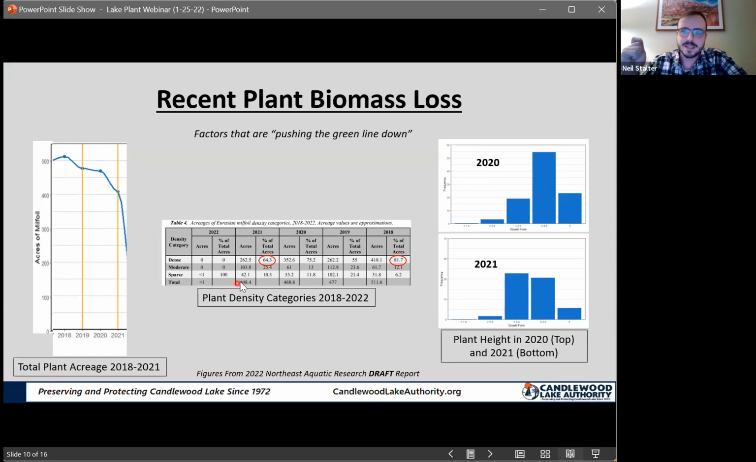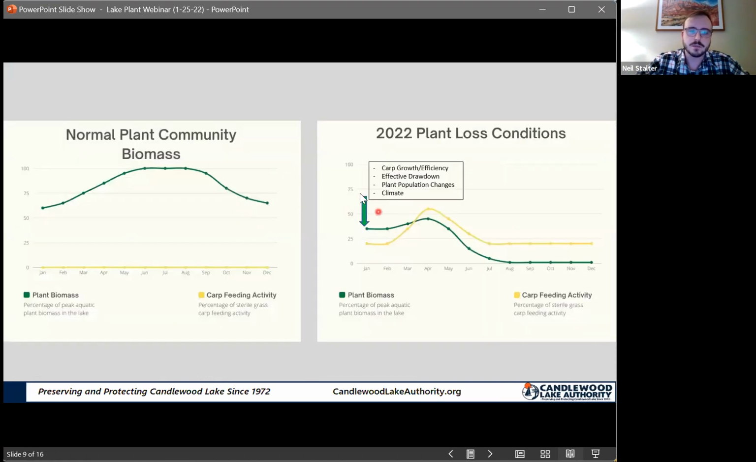But you're also talking about the density of those plants. As those beds are more dense, you have more plants in a given acre of milfoil than you otherwise would. And then we're talking about plant height as well. Taller plants have more biomass than a shorter plant, but it's still the same number of acres of plant material, right? So as these three factors decrease, that green arrow on the past slide, this arrow that's pushing down on this biomass, is getting stronger. So this line is getting pushed down even farther.